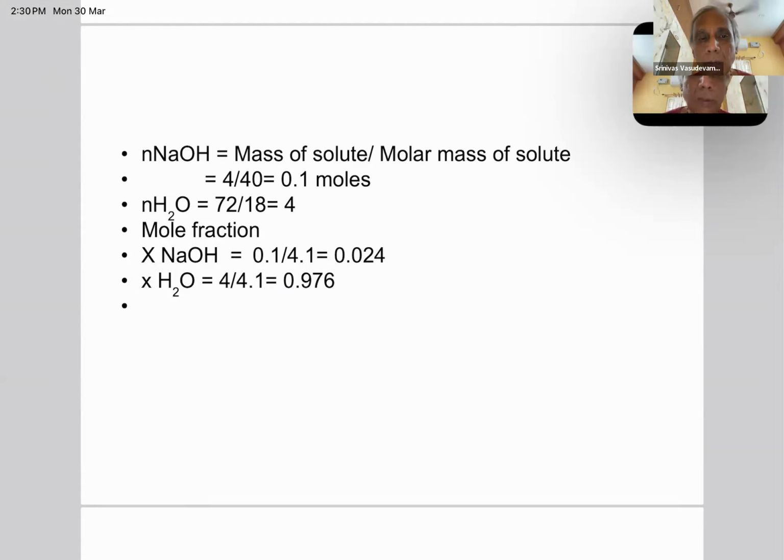4 by 40, 0.10. Same way, number of moles of solvent, water, mass of water divided by molecular mass of water. 72 by 18, 4 here. So total number of moles is 4 plus 0.10, 4.1 here. Mole fraction of NaOH, number of moles of NaOH divided by total number of moles. 0.1 by 4.1, 0.024. Mole fraction of water, number of moles of water is 4 divided by total number of moles 4.1. 4 by 4.1, 0.976. Always, if you add all mole fractions, it will become equal to 1.